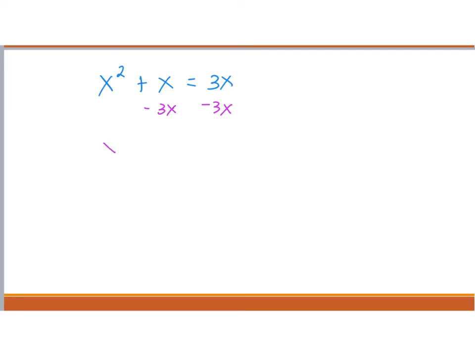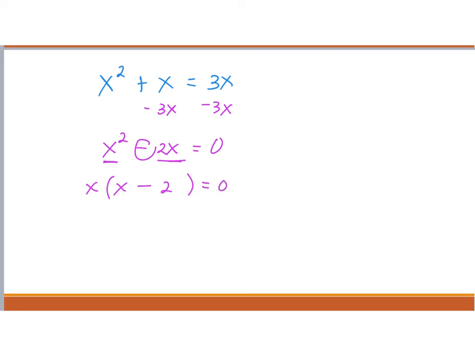So this will give us x squared. X minus 3x is negative 2x. Then 3x minus 3x is just 0. Then we go ahead and factorize. So x squared and 2x, common factor is x. Let's divide x squared divided by x. That would be x. And 2x divided by x, that will just be 2. And then we have a minus sign here, so let's put a minus sign here between x and 2. Make that equal to 0.